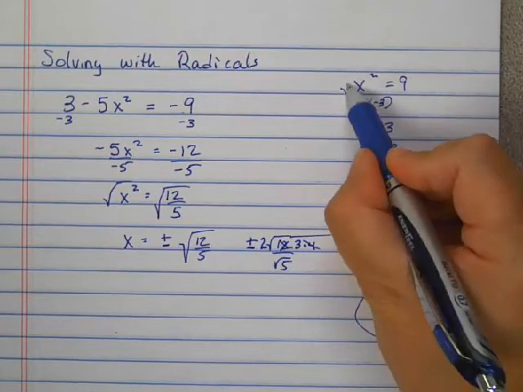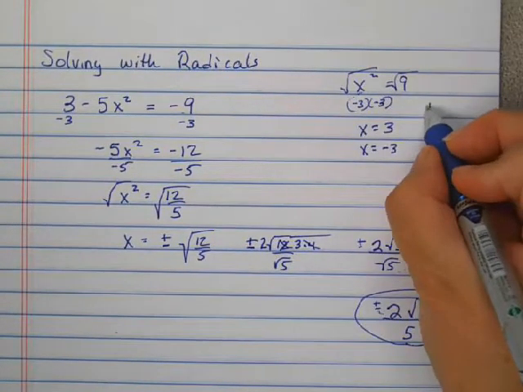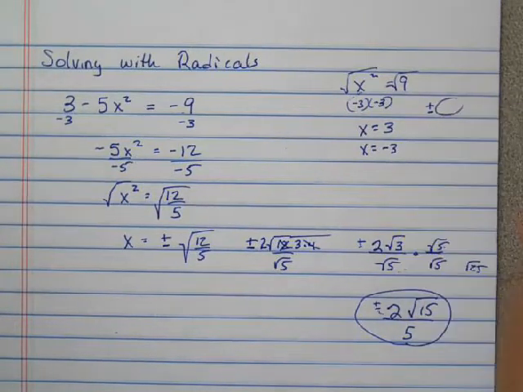So anytime we take the square root of both sides of a problem, we're going to end up with a positive and a negative version of whatever that answer is. So anytime you square root both sides, you'll get a positive and a negative answer.